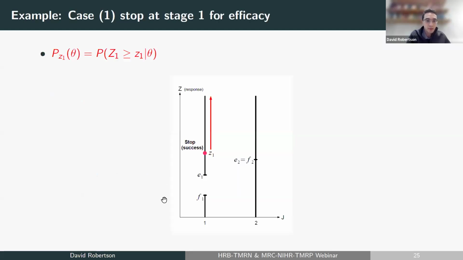Just to show that a bit more visually, if we look at the p-value function for Z1, and we've stopped at stage 1 for efficacy, then what is more extreme evidence against the null? That's just having a larger observed test statistic. So we can write that out as the probability of observing a larger test statistic here. That's determined in red.